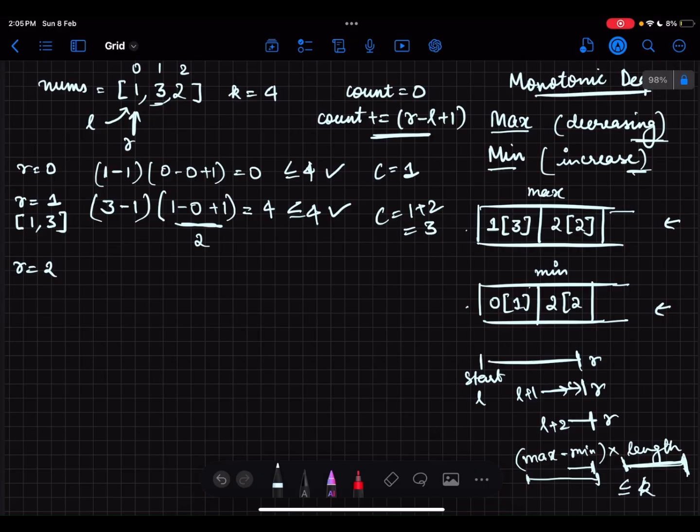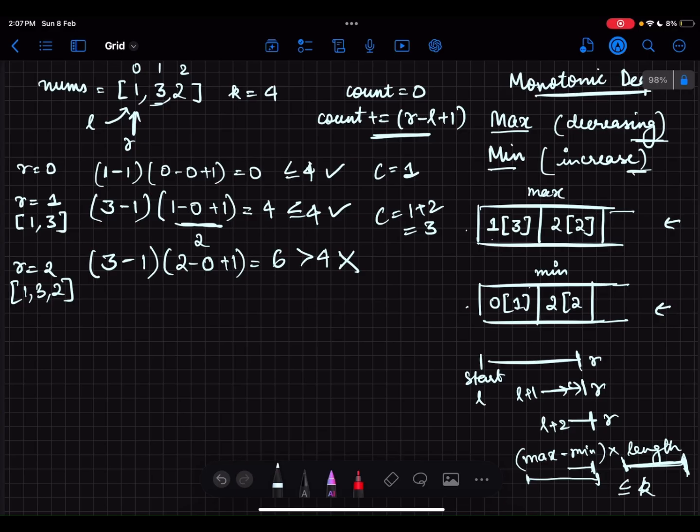and simply add the current R value to the end. Now calculating the cost for R is equal to 2, the max value, which is at the starting of the max DQ, is still 3, minus the min value at the starting of the min DQ, 1, and the length R minus L plus 1 gives us a value of 4. Now since this is greater than 4, this is an invalid subarray. We need to decrease our window to decrease the cost. Thus, we would now be moving our L.